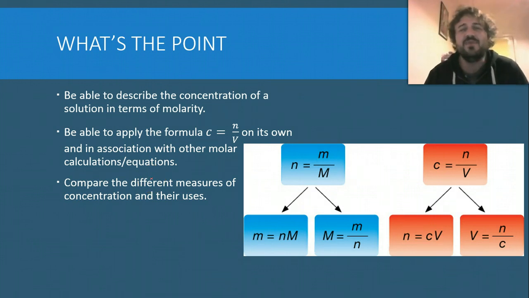The last thing we want to be able to do is compare, just see why we use different measures of concentration. It's not the only one. Molarity is the one that makes the most sense for chemistry, but it's not the only one we have. And we want to look at where we would use them. So let's get into it.